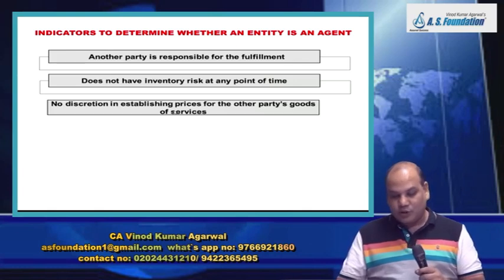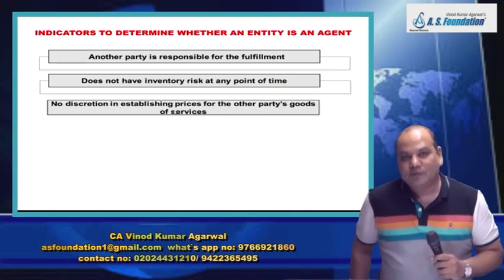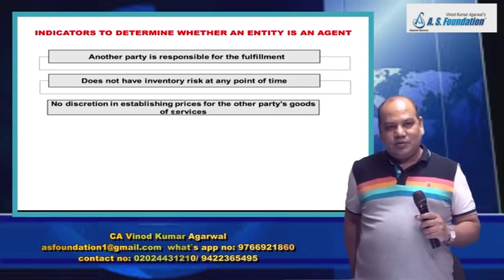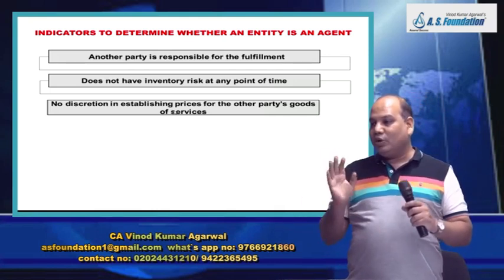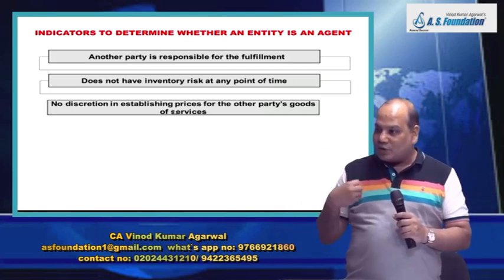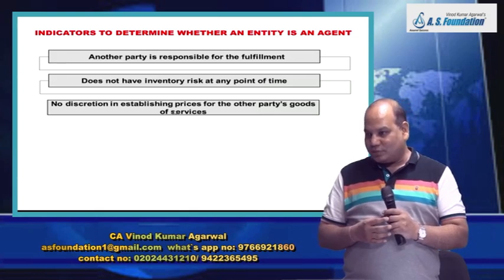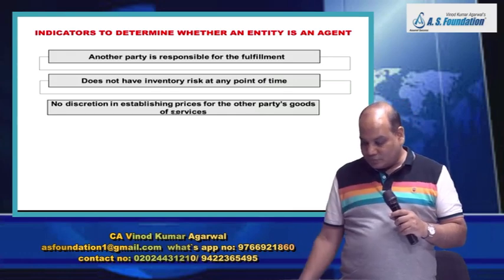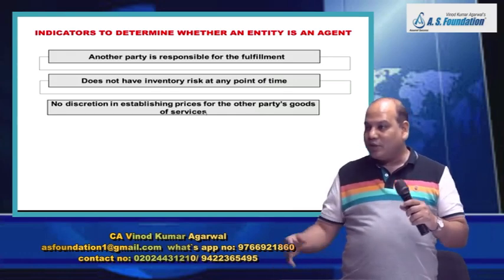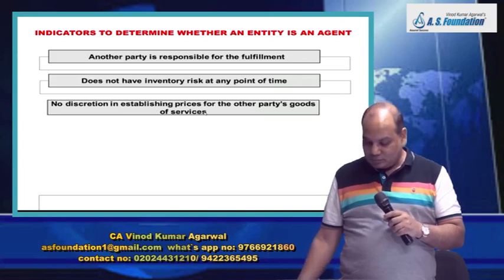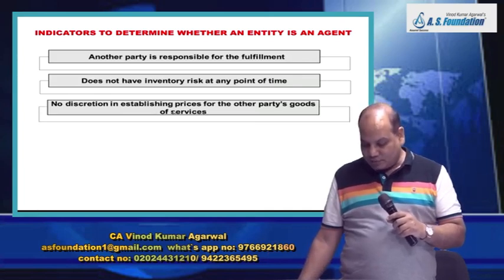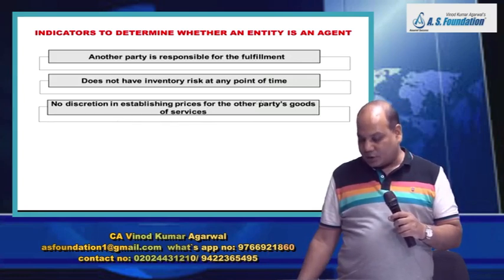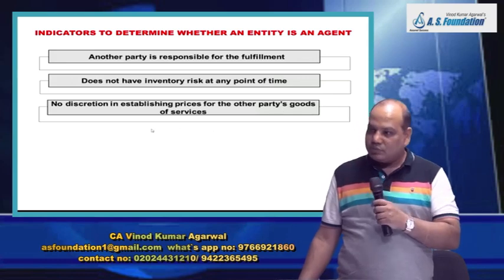Then in the same Book My Show example, if they can even decide the price, what they have done, suppose a very good movie is released, they locked all the tickets and now they decide how much I will charge to the customer. The theatre owner says, I don't bother, I have received my money. They can even charge more, they can even charge less. Then he is not an agent. But if you are an agent, you don't have discretion in establishing the prices for the other party's goods or services.